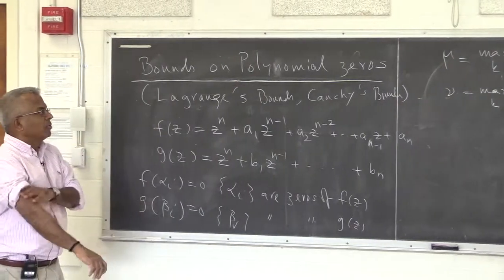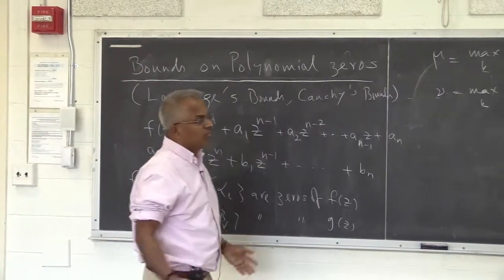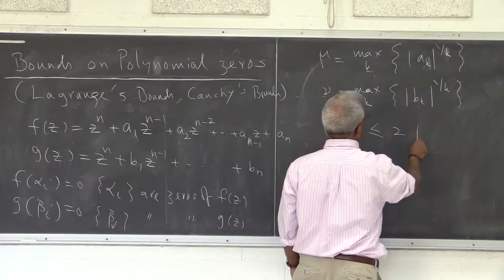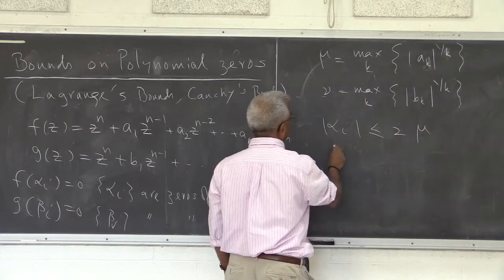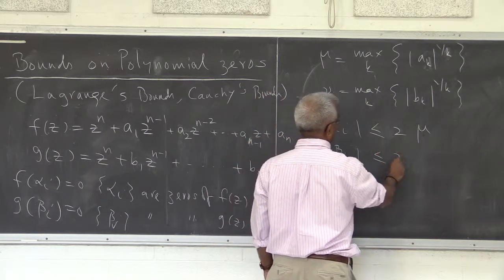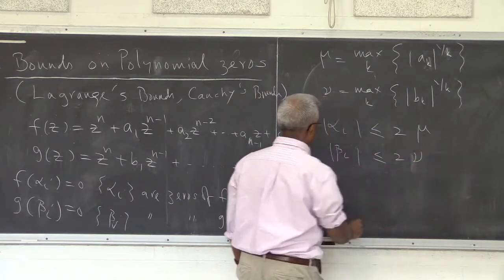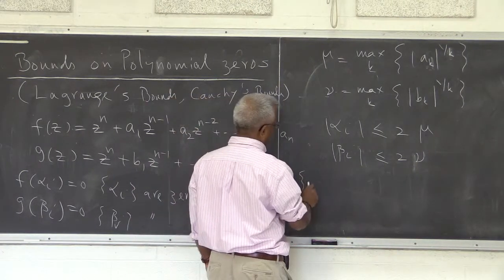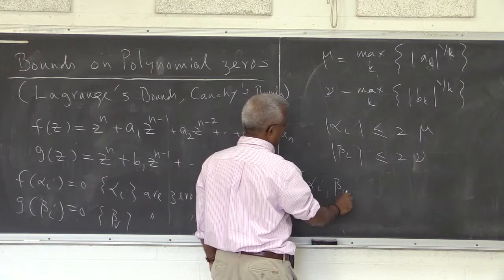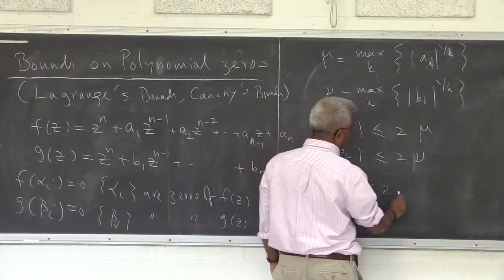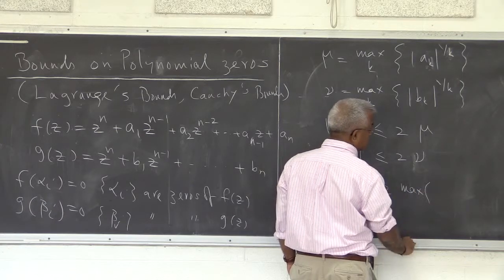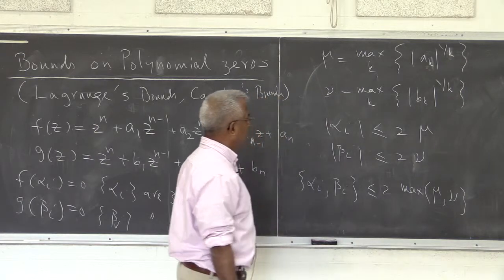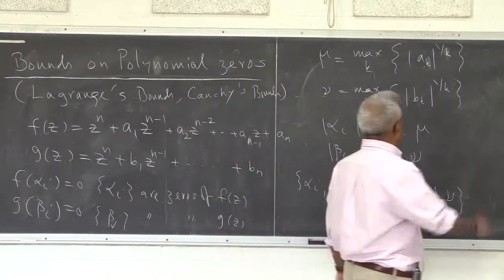So we of course want to bound the alphas, and the first classic result is that all the alphas are bounded by 2 mu. And of course, similarly, the betas are bounded by 2 nu. So if you look at the alpha i's and beta i's, they are bounded by 2 times the maximum of mu comma nu. So let me prove this quickly. This is easy to prove.